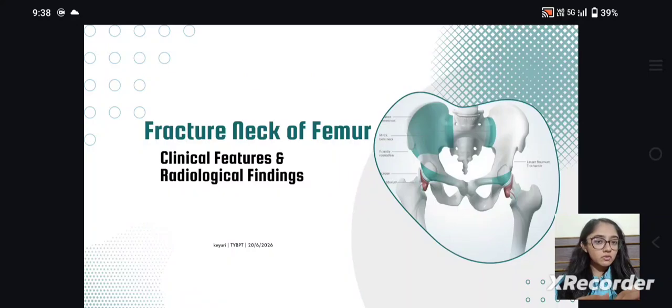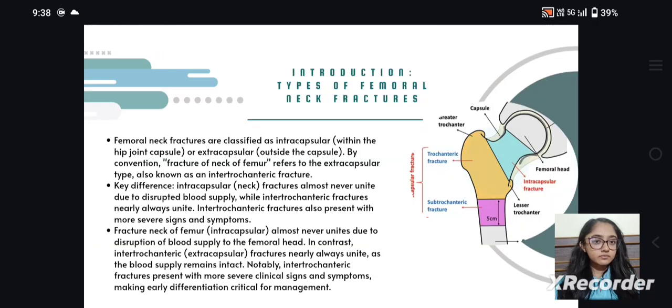Hello everyone, I am Kayuri, a third year physiotherapy student, and my topic is fracture neck of femur. I will explain its clinical features and radiological findings.